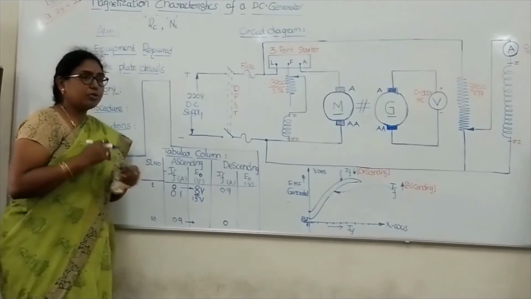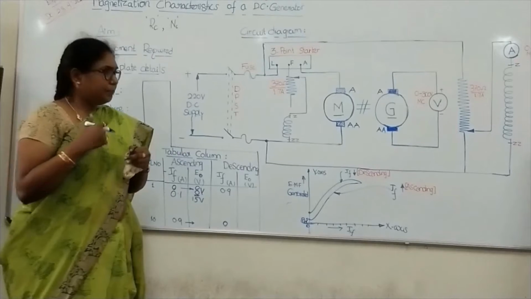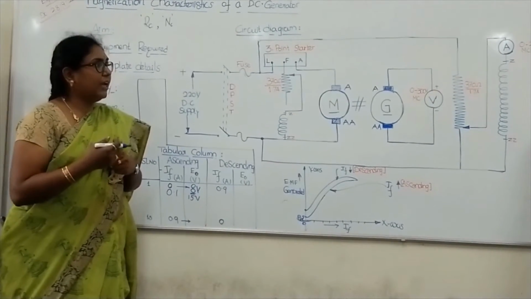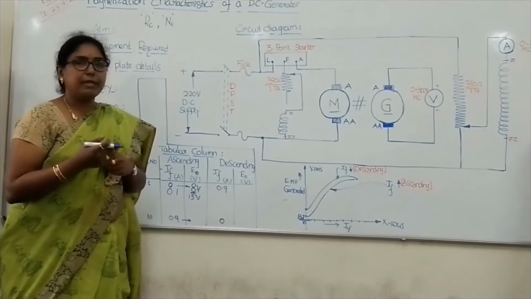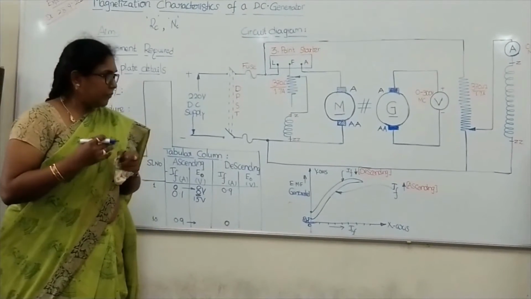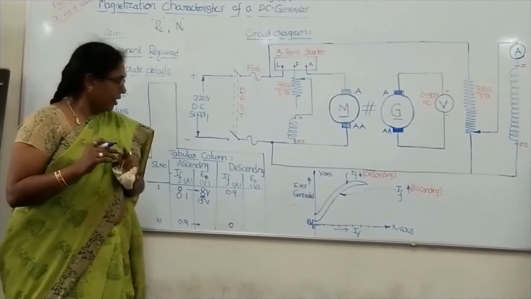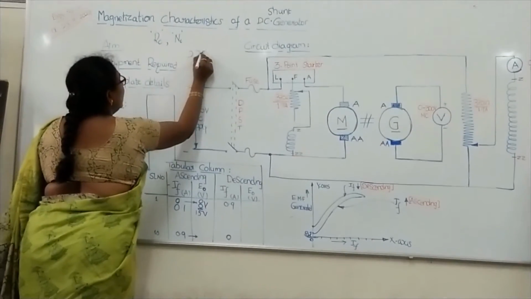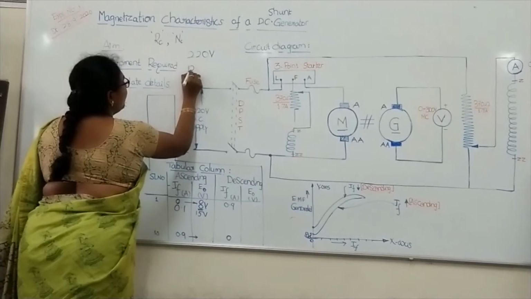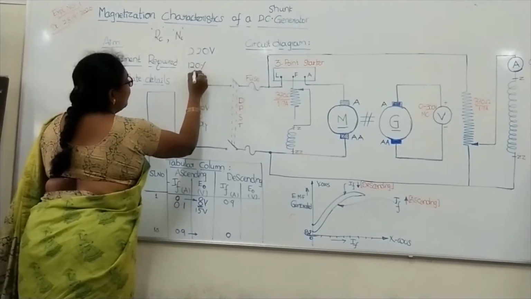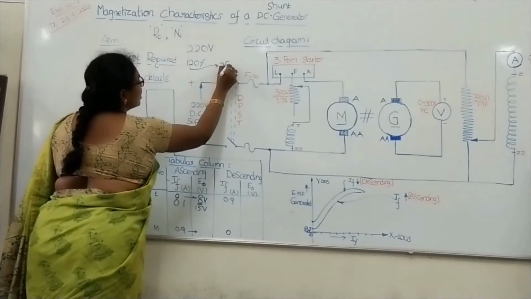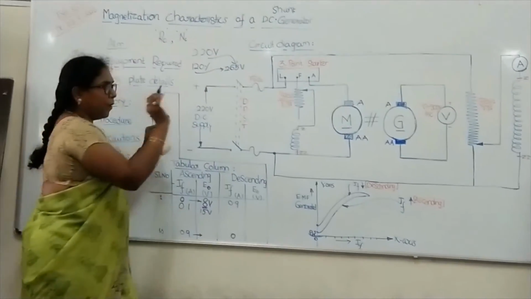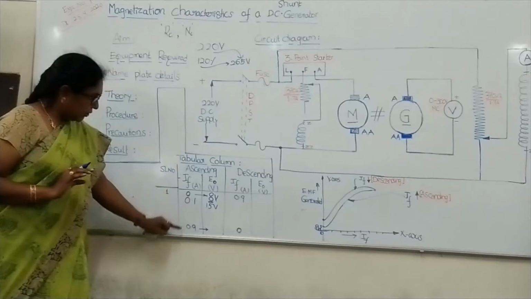Here I would like to stress one point. We can apply voltage to the field winding up to 120% of its rated value. The rated voltage is 220 volts, so we can even go up to around 265 volts. We go beyond the rated value as well, and that is a point we need to remember.